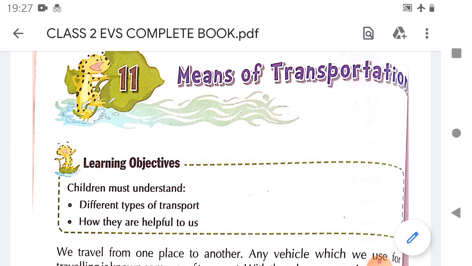Then I told you about different modes of transport. There are three modes of transport: land transport, water transport, and air transport. These are three modes of transport, and the vehicles which are used for these modes of transport are the means of transport. Yesterday I had discussed land transport and water transport. Now today I will discuss air transport.